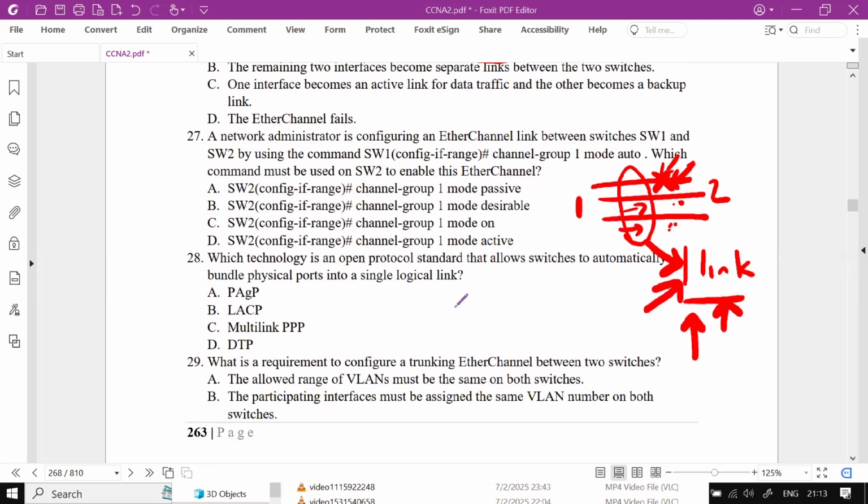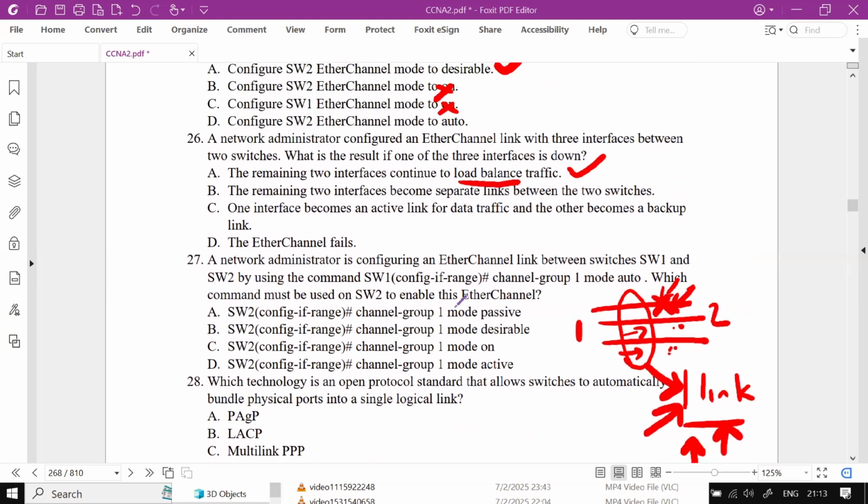27, the network admin is configuring. Whilst on 26, yes, A is the correct answer, but we're also talking about how EtherChannel also offers redundancy. In a way, can C also make sense? One interface, I'm asking. One interface becomes an active link for data traffic and the other becomes a backup link.